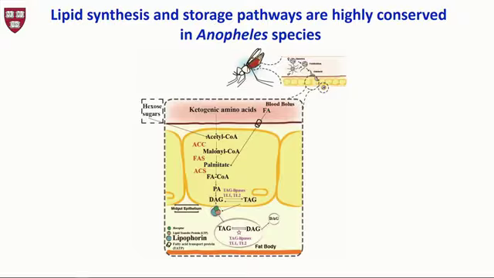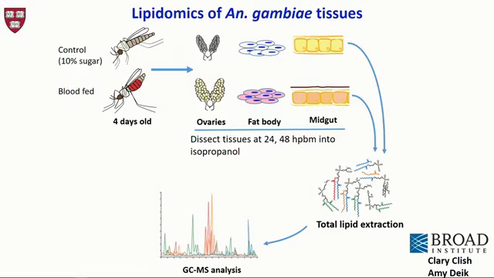So we are interested in looking at lipids, and in order to dissect this, we took an unbiased approach where we blood-fed adult mosquitoes and then collected mosquito tissues like ovaries, fat body, and midgut. At the same time, we also have control mosquitoes. We then did total lipid extraction and mass spec analysis with collaborators at the Broad Institute.